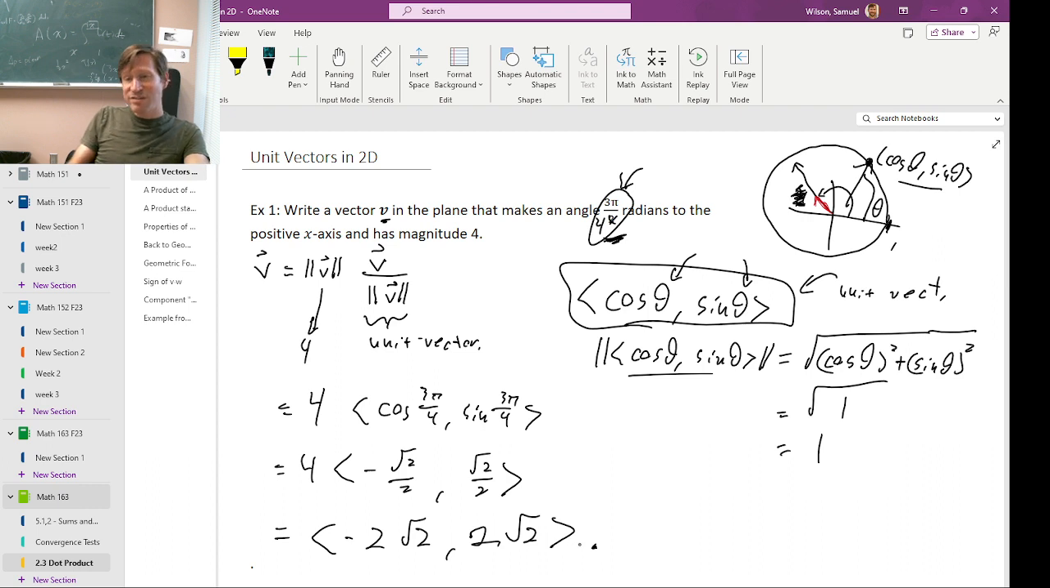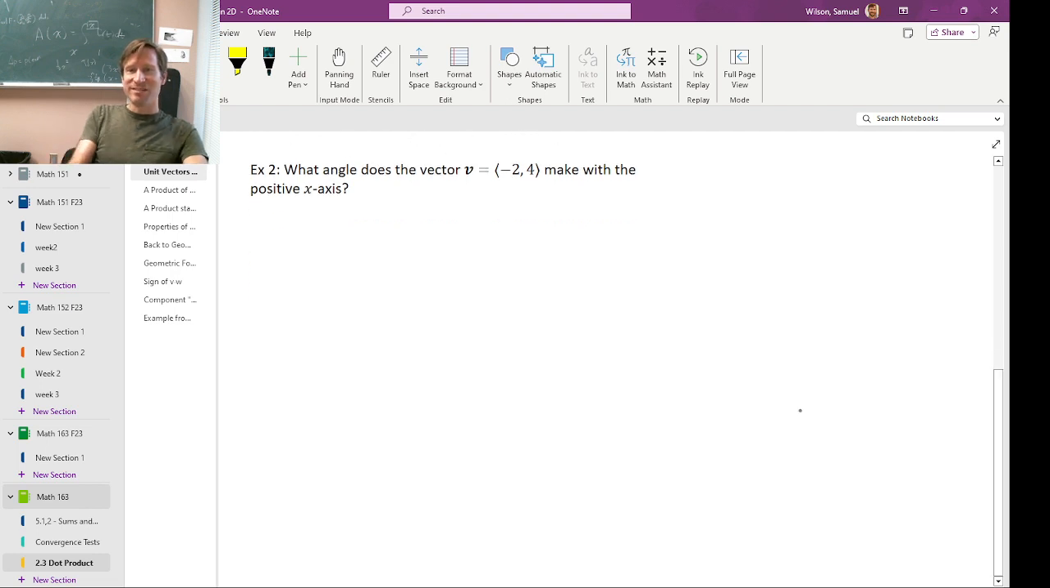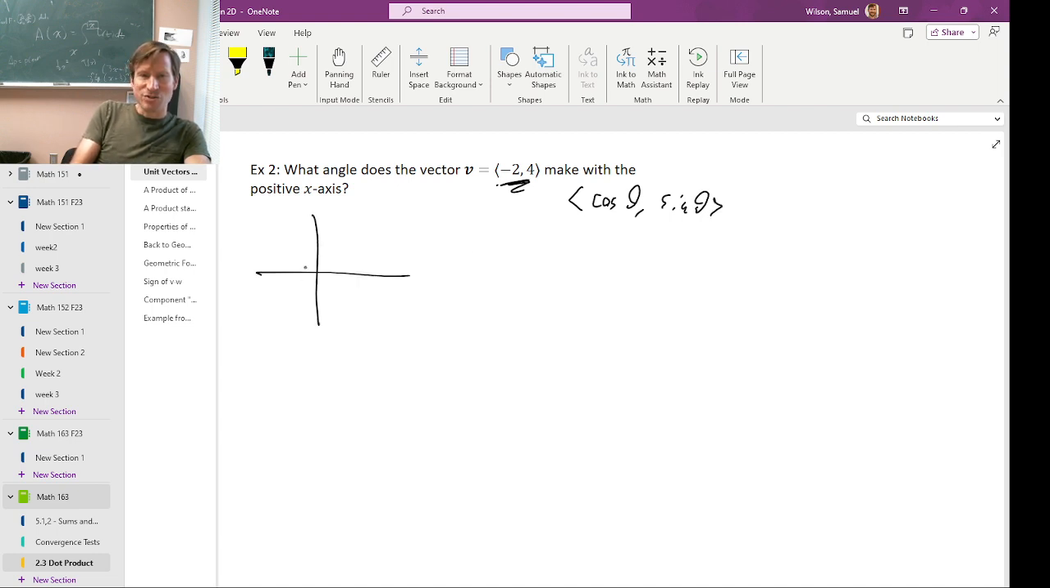Okay. Of course, it can be useful to go the other way. If you have a vector in the plane, you might want to know what angle it makes with the positive x-axis. So for example, what angle does this vector minus 2 comma 4 make with the positive x-axis? This vector isn't unit length, so this isn't immediate. We can't immediately write this as cosine of some angle comma sine of some angle. But if you just think about it geometrically, minus 2 and then up 4 in the y direction, we're talking about this vector here, and what we want is this angle.